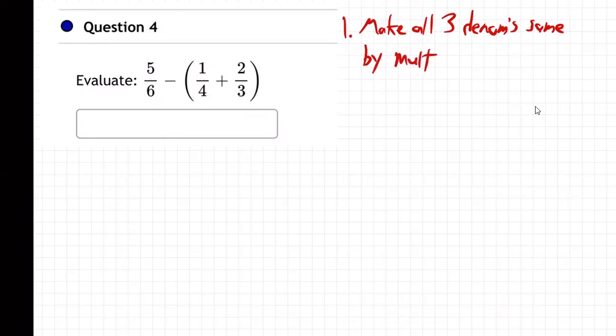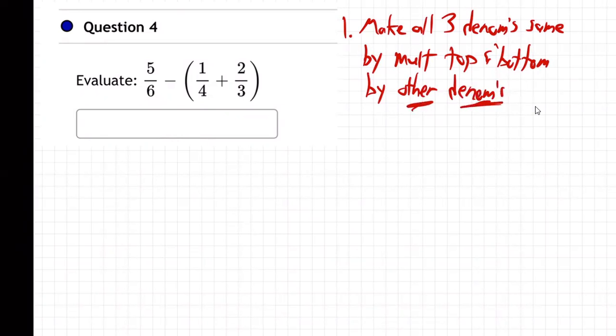multiplying top and bottom by the other denominators. The other denominators. What am I talking about? Well, I take this first one and I multiply by 4 and 3, top and bottom. See how I did the other 2 denominators?